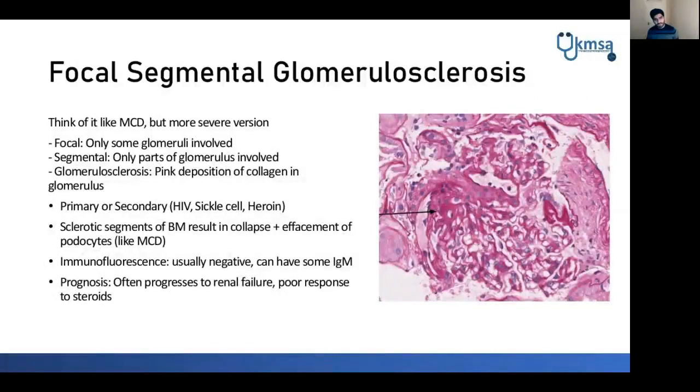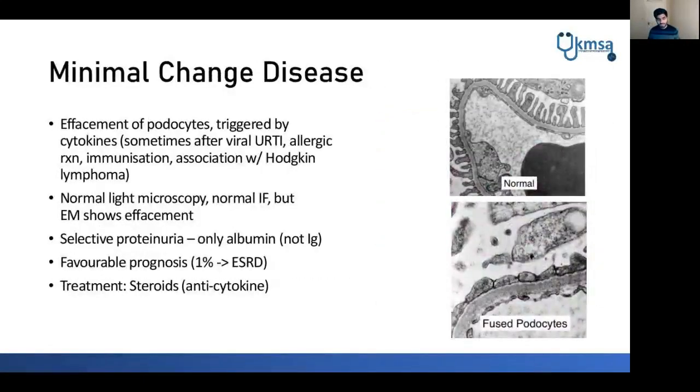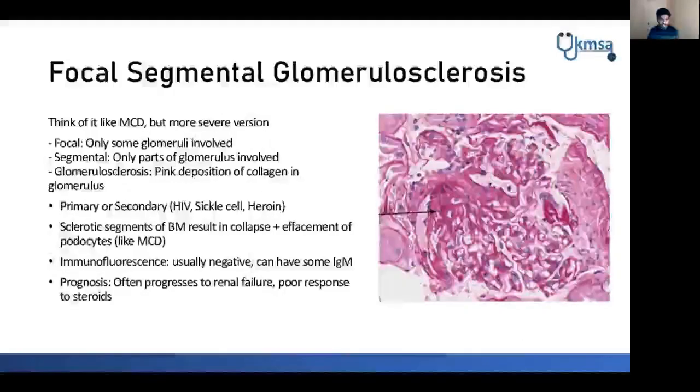The other one is FSGS. So you can kind of link these two together in terms of pathophysiology. It's like minimal change, but maybe worse. You can think of it like that, because it also ends up with effacement of your podocytes because of these sclerotic lesions. So the name is focal, meaning that only some of the glomeruli are actually involved. As you can see in the image, some of it is healthy.